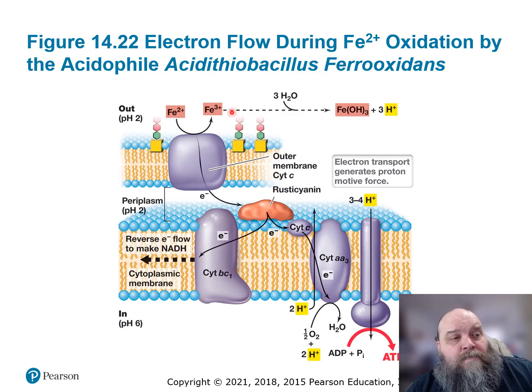So Fe2+ to Fe3+, remember, this is nothing more than stripping off an electron. That electron is going to be transported across the outer membrane using a cytochrome c protein. It's going to be passed on to the rusticyanin, which is in the periplasm.